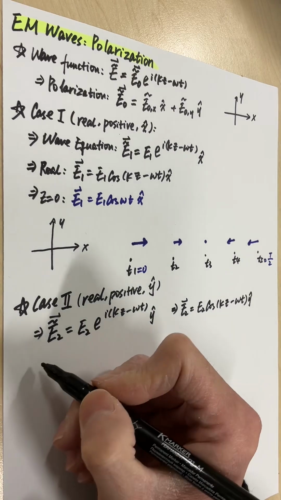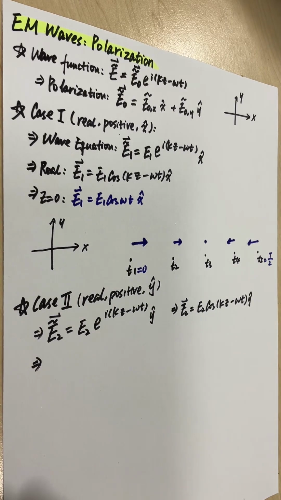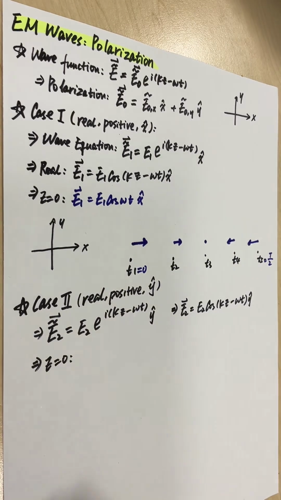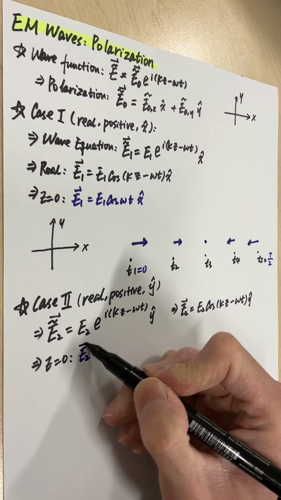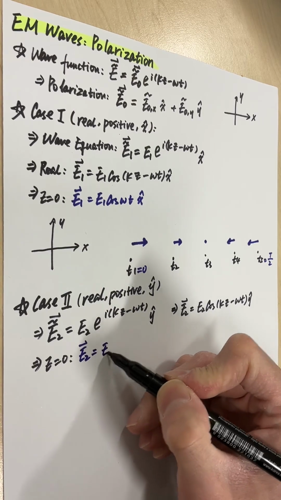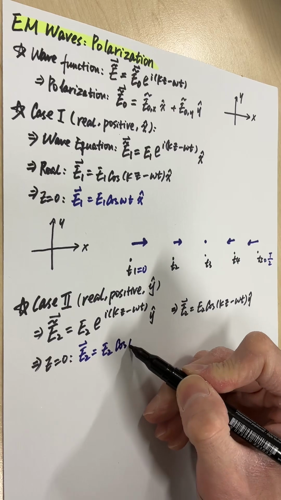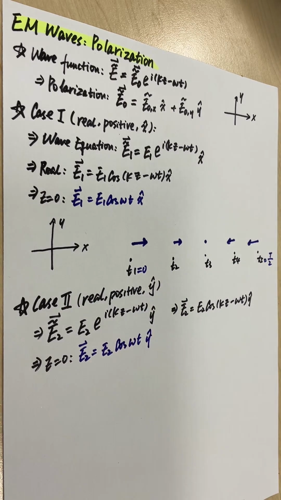So if we observe its time domain amplitude dependency, we have z equal to 0, and then this function becomes E2 equals an amplitude E2 and then cosine omega t and then y direction. So what does this polarization look like?